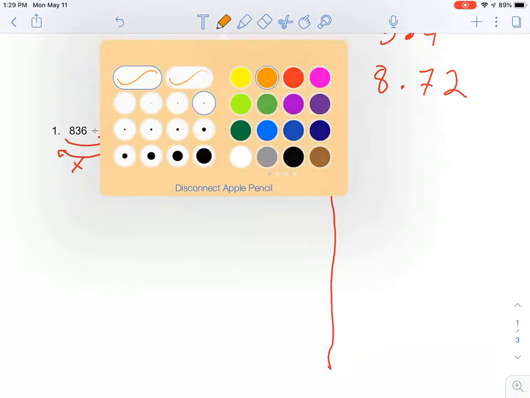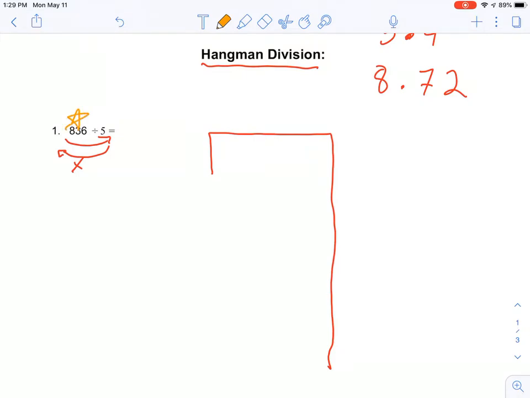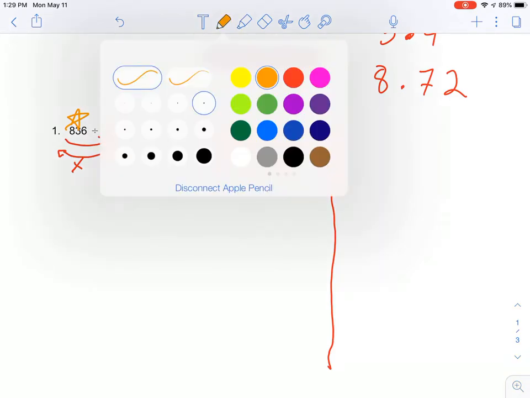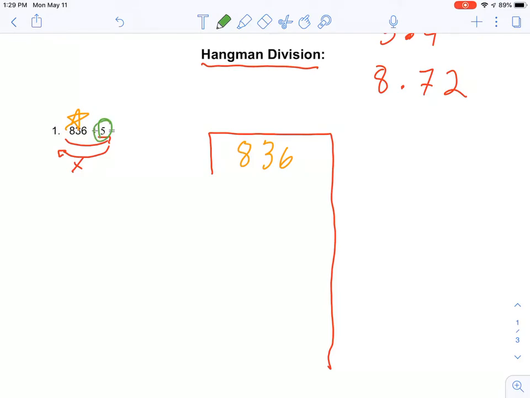And we have to remember to always take our dividend and put it inside. And then we take our divisor and we put it on the outside. Now, we just need to come up with different numbers right here and multiply them by that divisor. And whatever our answer is, whatever our partial product is, we will go ahead and subtract that from the dividend. Okay, so let's get started.